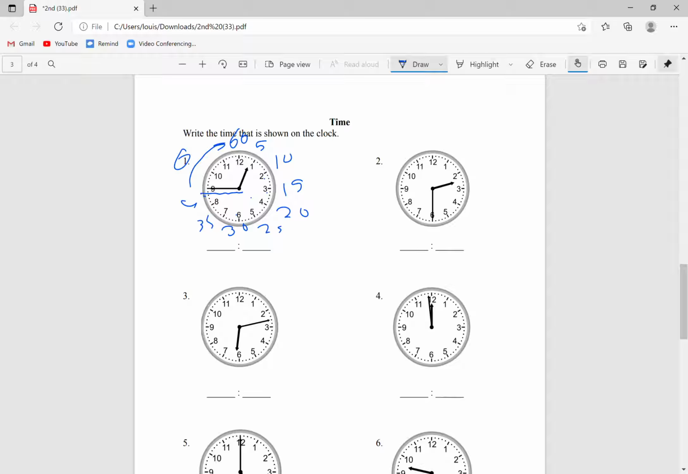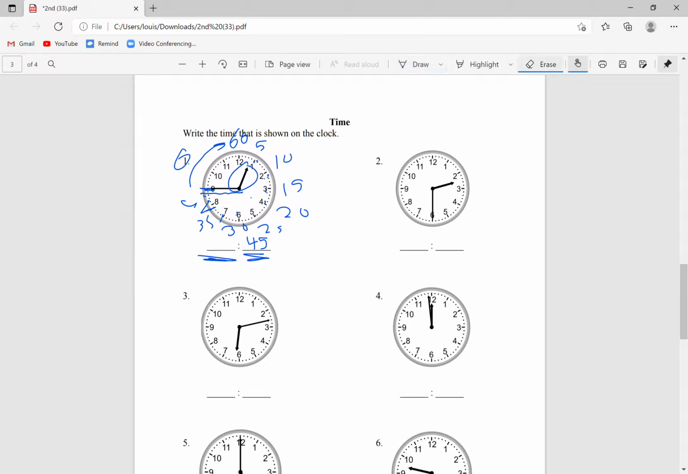Because we know that each number goes by 5s, we can just count. So 5, 10, 15, 20, 25, 30, 35, 40, and 45. So 9 would be 45. So we would just write 45 here, because this is the minutes and this is the hour. So 45. Now we'll look at the hour hand right here.